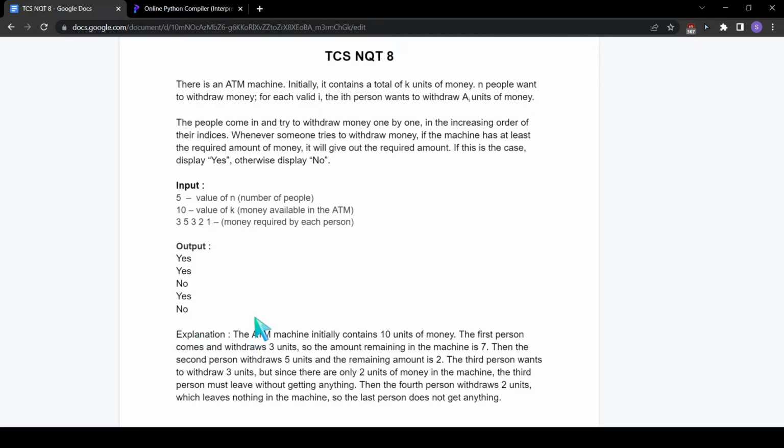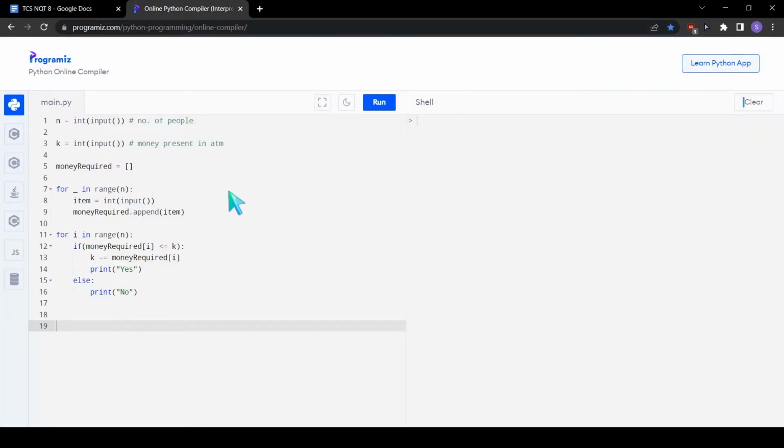Now you can try this on your own, and then you can come back later to watch my solution. So now let's see the solution. I will first run the solution and then walk you through the code.